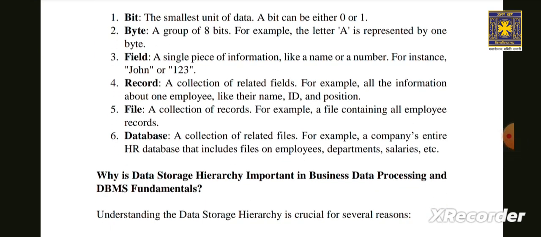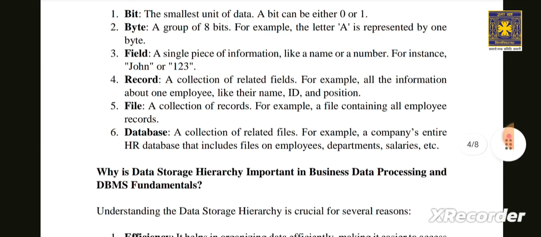Above that we have the record, which is also a collection of related fields. For example, all the information about one employee, like their name, ID and position, makes up an employee record. Next we have the file, which is a collection of records. Imagine a file containing all employee records in a company. It's like a folder filled with individual employees' profiles.